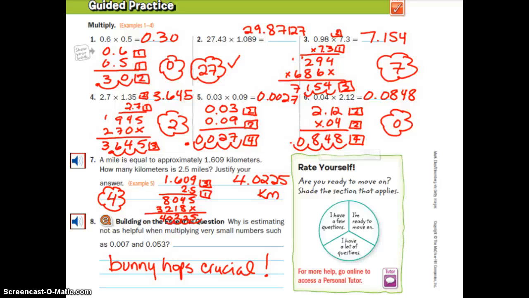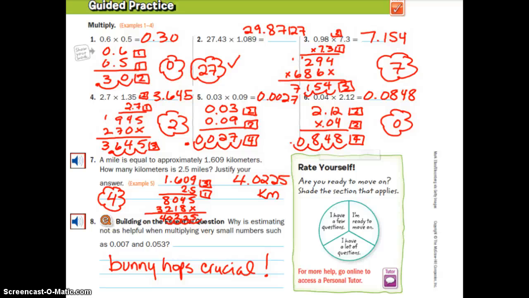1 mile is equal to 1.609 kilometers. How many in 2.5 miles? So I have an estimate of 4 because I have 2 times 2, which is 4, is how I estimated it. And you get 4.0225 kilometers. Pretty good guess.